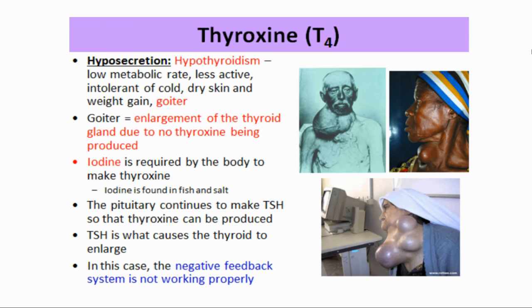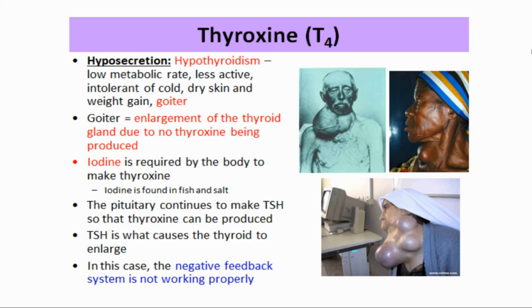Now, in order for thyroxin to be made, it's not just as simple as TSH saying, hey, make me some thyroxin. Your body also needs something called iodine. Iodine is required to make thyroxin. You can find it in fishes and in salt.